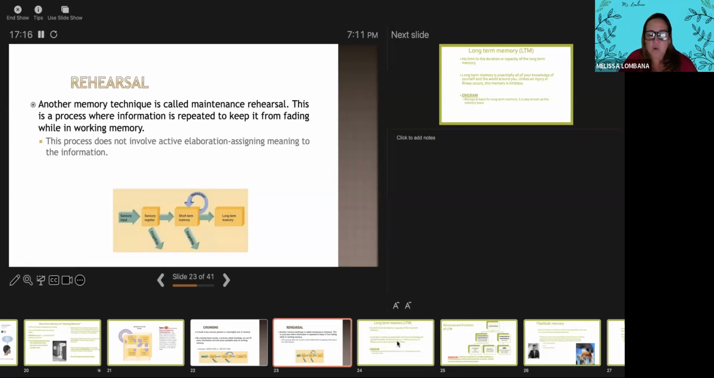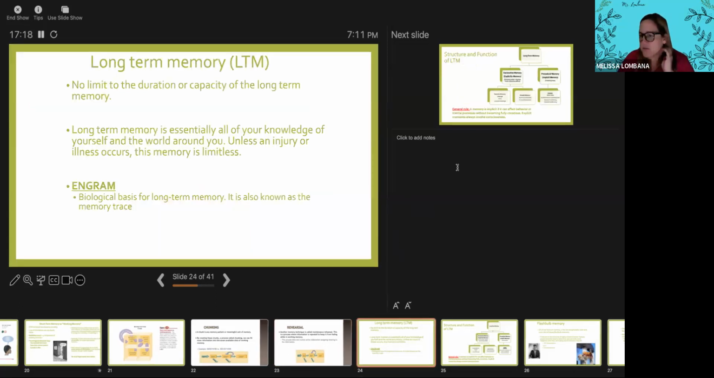Okay, so we move on to the next and final step of the whole multi-store model, which is long-term memory. So we're going to skip a line, right? Let's chunk that information. And now you just put long-term memory. And long-term memory is quite fascinating. I will say they've done a lot of research, but there's still so much research to do on memory and how our brain works. It's quite fascinating.